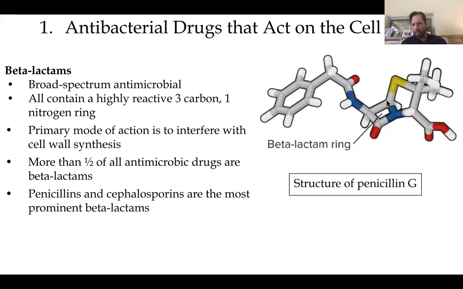I don't know if you can see my little cursor or not. Here's a carbon, 1, 2, 3, and then this blue is a nitrogen. And what that does is that molecule inserts into the cell wall and then prevents maintenance. It prevents the incorporation of new components of the cell wall into it. And like I said, this accounts for a large majority of bacterial antibiotic drugs.